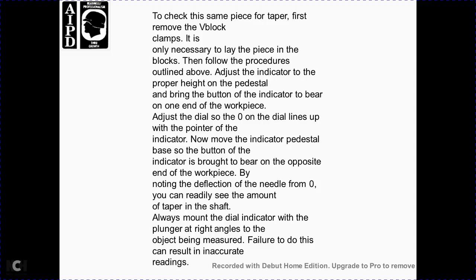To check the taper of the workpiece, remove the V block and clamp only as necessary. Lay out the procedure outlined below with the indicator at the proper height on the pedestal. Bring the bottom of the indicator to bear on one end of the workpiece. Adjust the dial to zero so the dial line lines up with the pointer of the indicator.